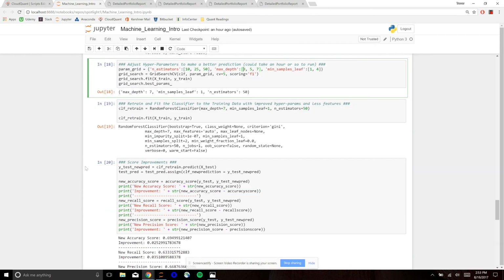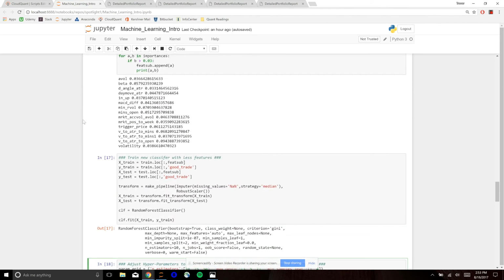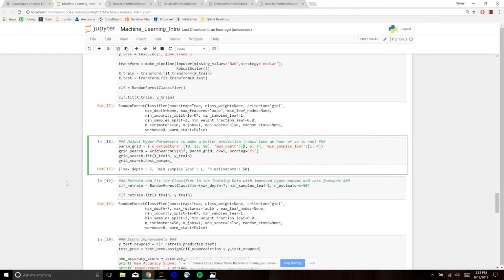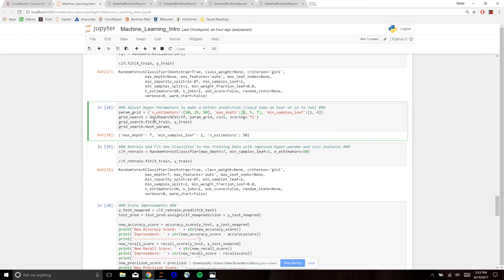We run through the same process. We retrain our random forest classifier with fewer features based on the feature importances up here, and then also our optimized hyperparameters based on this GridSearchCV. And how this works is it will take our training set and break it out into smaller subsets, and it'll train a random forest classifier on that smaller subset and then test it on the data that it hadn't seen. And it just does this over and over again for different subsets with different combinations of these hyperparameters to then find which combination is the best.